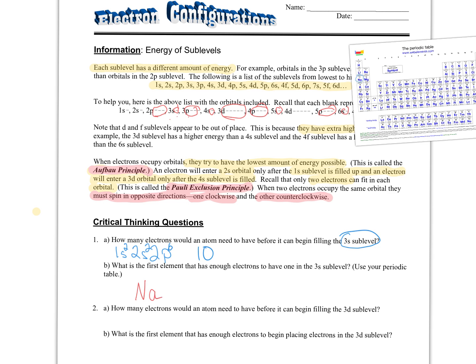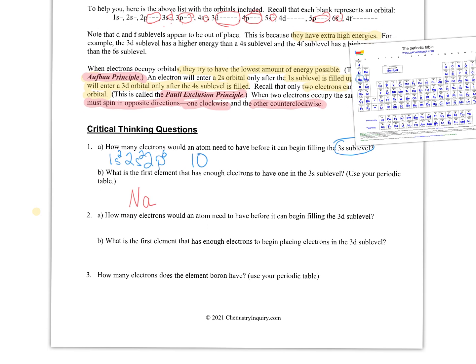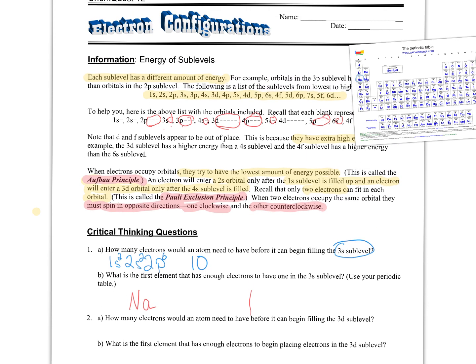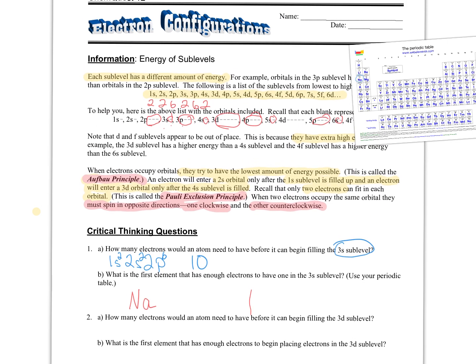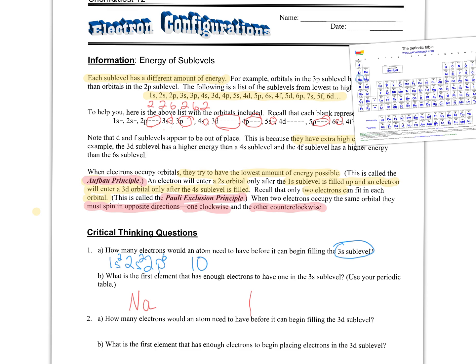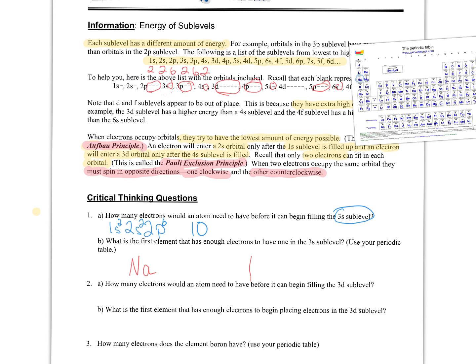How many electrons would an atom need to have before it can begin filling the 3d sublevel? So if we look at the order here, we have 1s, so that's going to have 2, 2, 6, 2, 6, 2. All right, let's see what was the question. Before it can be a 3d. So 3d would have to have 10 and 10. 20. So it would have to have 20 electrons.